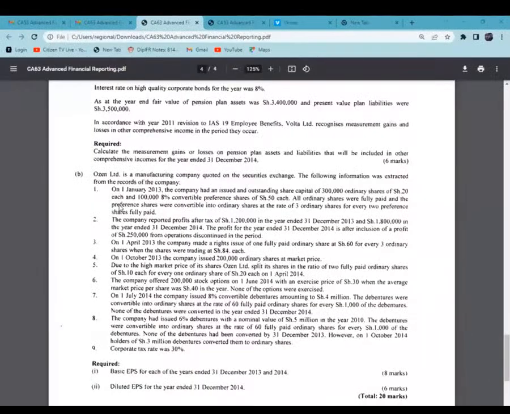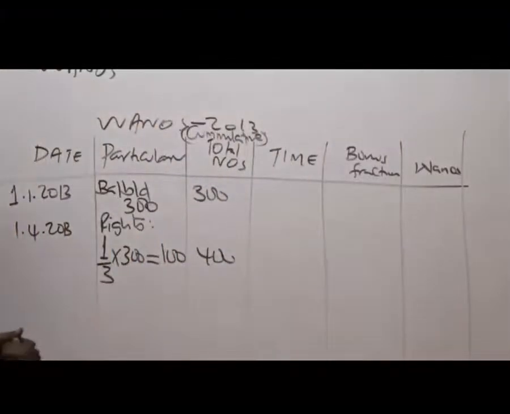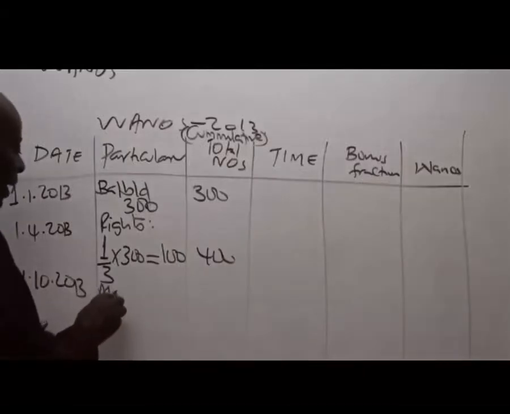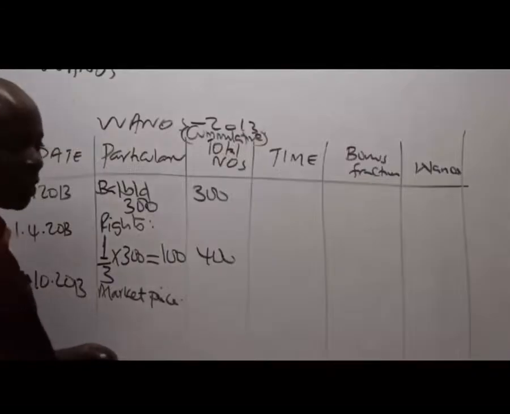Ladies and gentlemen, look at note number 4. On 1st October 2013 the company issued 200,000 ordinary shares at market price. That is a date well within our year. So we have here 1st October 2013, the issue of shares at market price. There was no bonus. And how many shares were issued out in total?